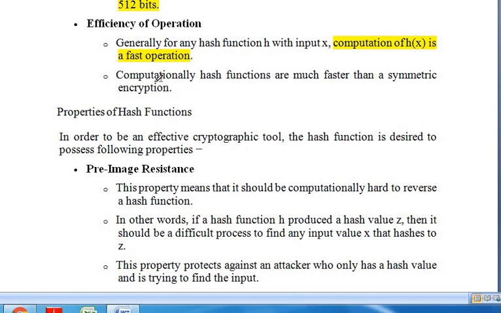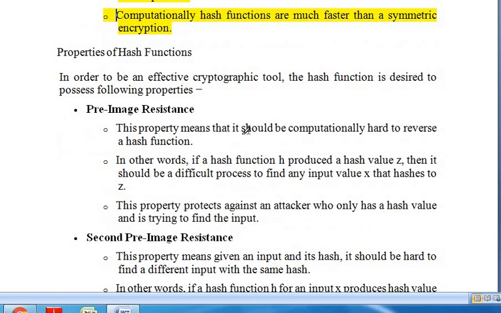Computationally, hash functions are much faster than symmetric encryption. Why are we studying this? Because it is important to know what a hash function is and what methodologies are followed in the hash function. Knowing this, you can understand the hash function better.